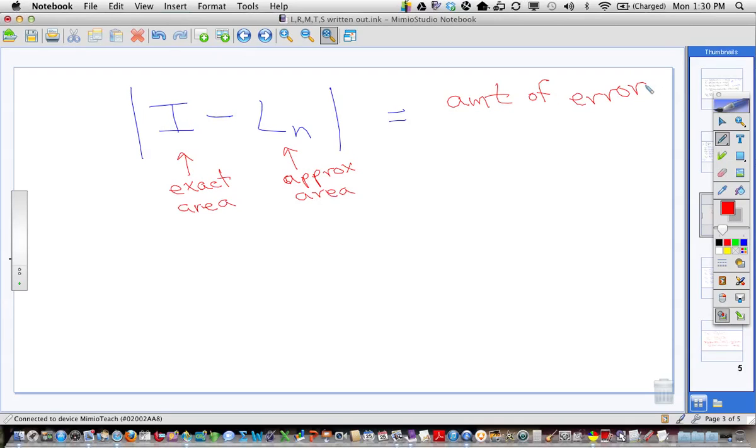So if I'm asking you for the amount of error, I don't really care if it was too much or too little. I just care how much it was. The bars are only there to say we don't care if it was over or under, positive or negative. We just want to know how much it was. This is the amount of error, or what they call the computational error. So if the problem says find the computational error, or just find bars I minus L3, they want you to find the exact area, just like we did, find L3, and then subtract them and see how much you were off.